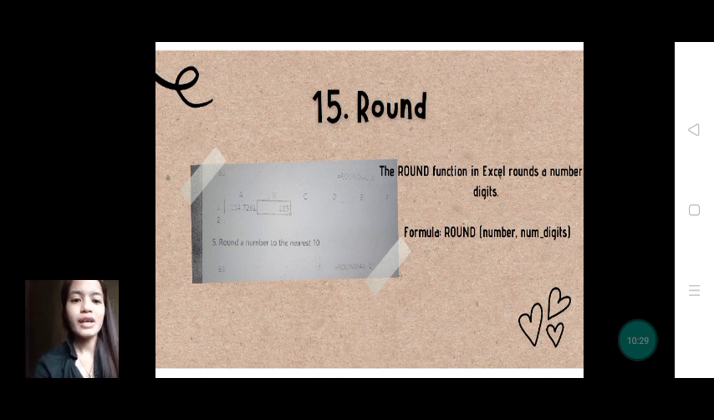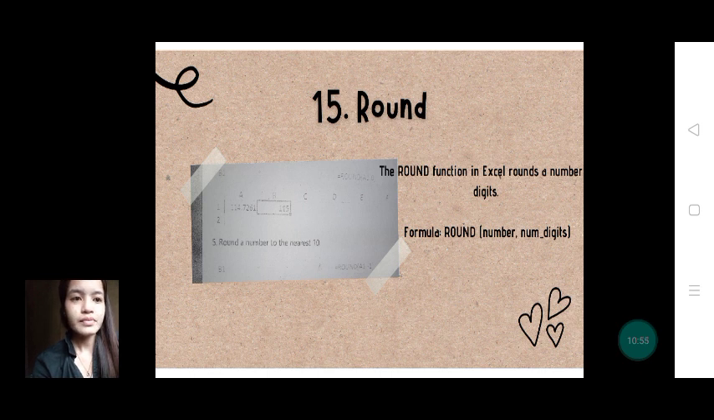So the ROUND function rounds up or down. Again, the ROUND function rounds up or down. Numbers 1, 2, 3, and 4 get rounded down, and numbers 5, 6, 7, 8, and 9 get rounded up.